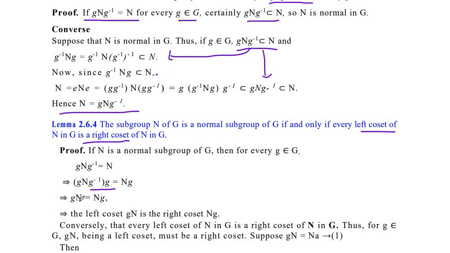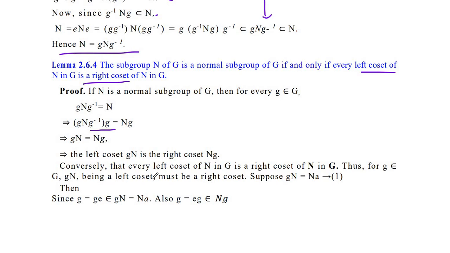So that means a left coset of N in G is a right coset of N in G. So gN equals Ng proves one way. Then for the converse part, let every left coset of N in G be a right coset of N in G. Then for g in G, gN being a left coset must be a right coset.